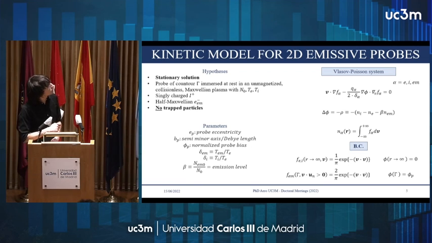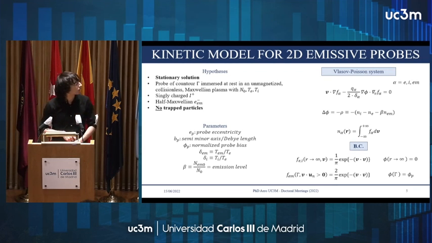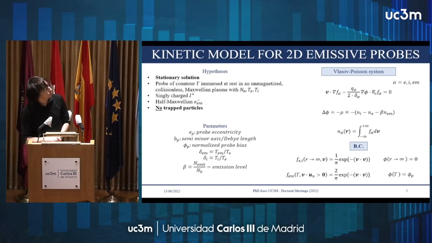Now, according to this set of hypotheses, the sheath is described by the stationary Vlasov-Poisson system of equations, a solution of which is determined by these 6 non-dimensional parameters, in which appear the geometry of the probe, the bias, characteristics of the plasma species, and the emission level. And of course, we also have to impose appropriate boundary conditions.